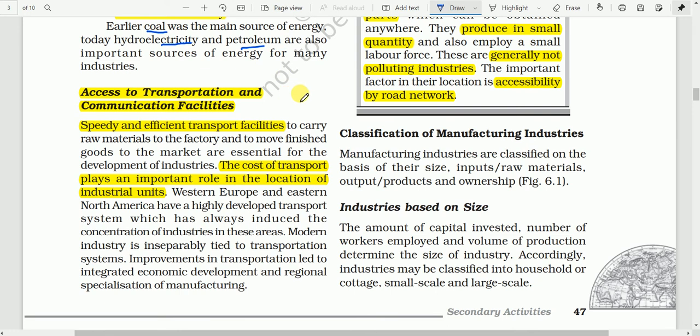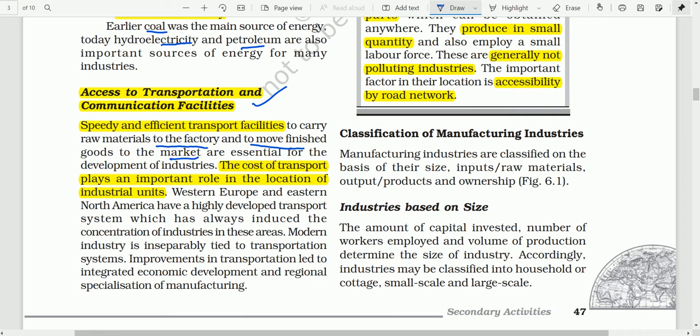Next, we have another important factor, that is access to transportation and communication facilities. Speedy and efficient transport facilities to carry the raw material to the factory and to move the finished goods to the market are essential for the development of industries. So the cost of transport plays an important role in the location of industrial units. Just remember the least cost theory, Alfred Weber's triangular model.